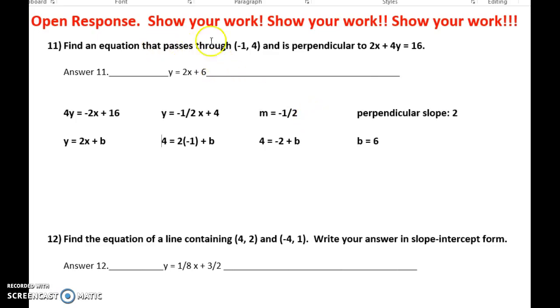So for our line that we're trying to find, it's y equals 2x plus b, because we know the slope is 2. And then we know a point it goes through, so plug the y and the x values in, and then solve for b. So add 2 to both sides, b is 6.